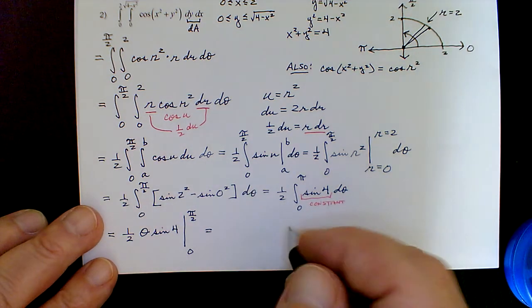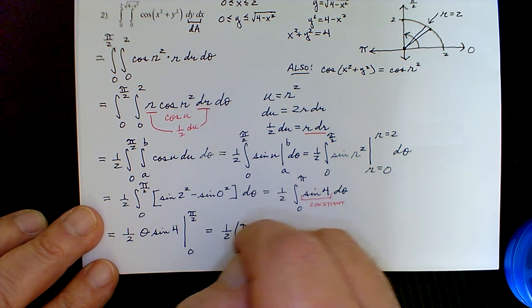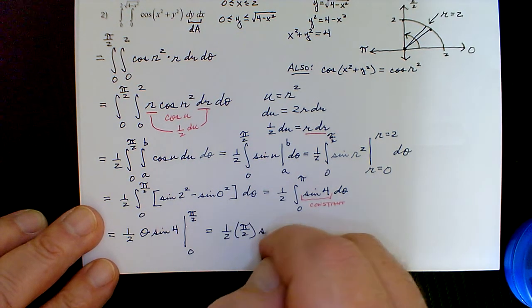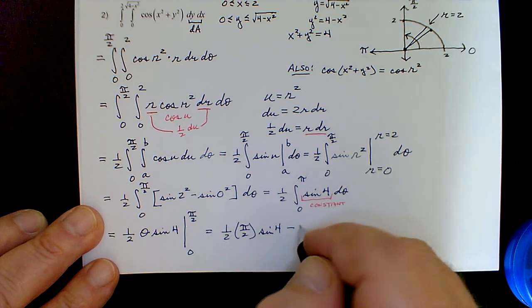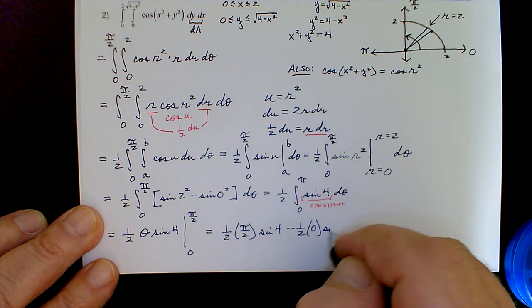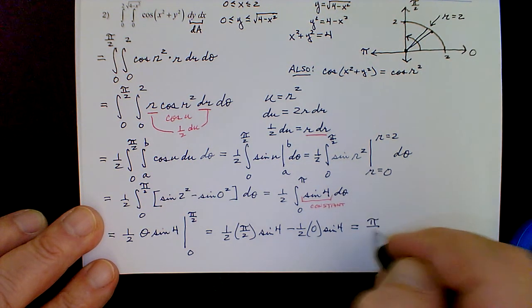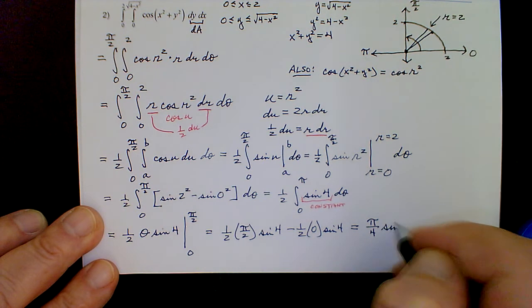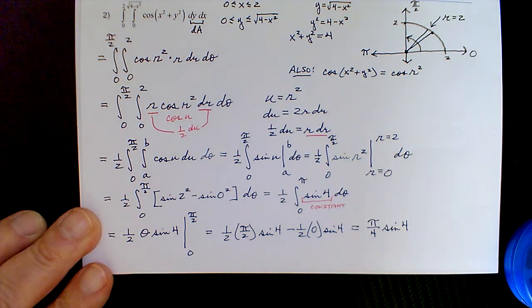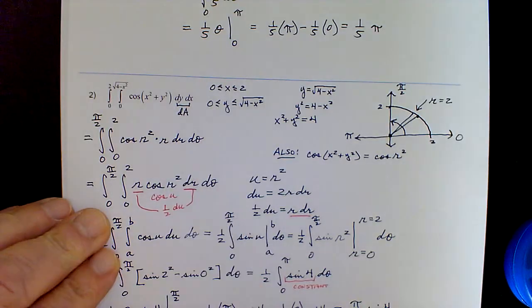So this would be 1/2 upper limit goes in, pi over 2, times sine of 4, minus 1/2 lower limit of 0 goes in, times the sine of 4. Second term, obviously, 0. And so it looks like we get pi over 4 times the sine of 4. Okay, so a very important part is to be able to set up that integral properly.